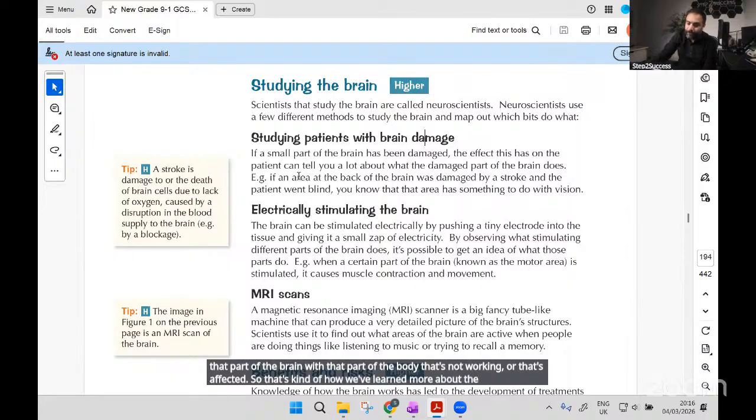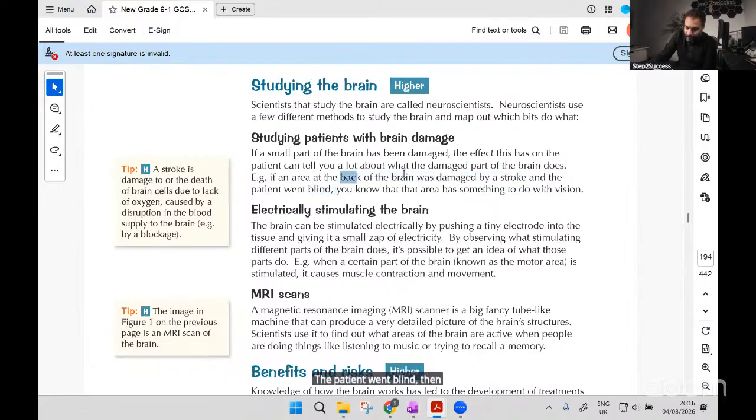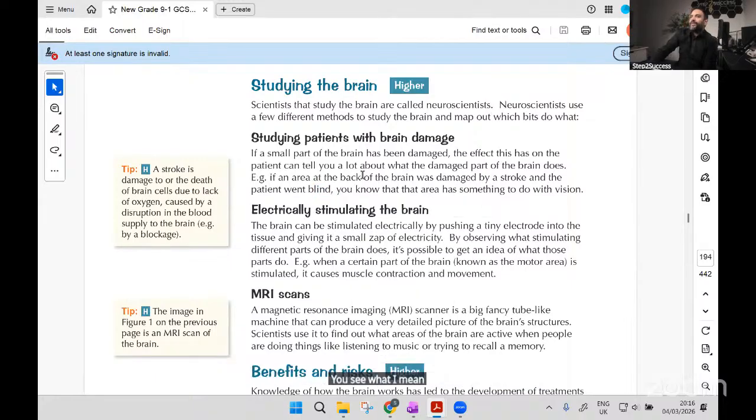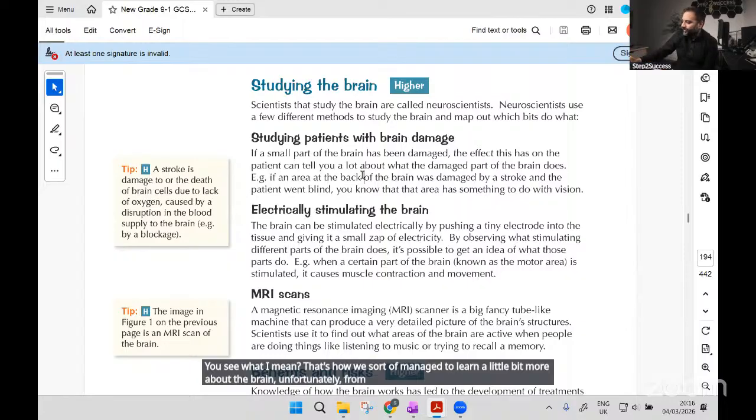So an example here, if an area at the back of the brain was damaged by a stroke, and the patient went blind, then you know that that part of the brain at the back has got something to do with their eyesight. You see what I mean? That's how we managed to learn a little bit more about the brain, unfortunately, from people who already have some sort of damage to their brain, and then we can see what effect it has on them.